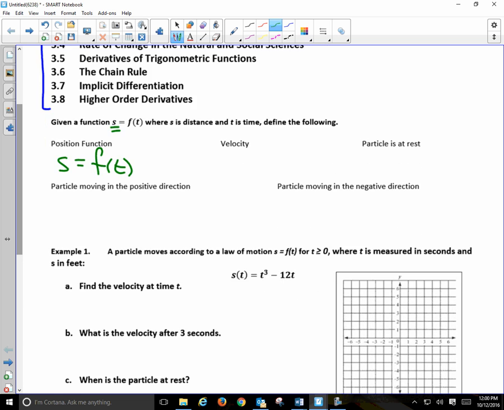Velocity is a rate, it's speed. And what's really cool about the application between position and velocity is the derivative. So velocity, v of t, is equal to s prime, or f prime of t. It's equal to the derivative of the position function.